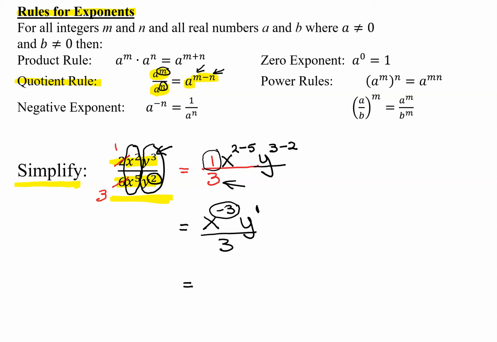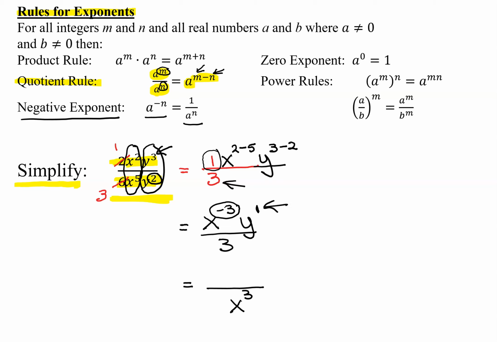So is this totally simplified? No, we cannot leave negative exponents in our answer. So looking at the rule for negative exponents, a to the negative n in the numerator becomes a to the positive n in the denominator. So in this problem, my x to the negative 3 in the numerator is going to become x to the positive 3, or x cubed, in the denominator.